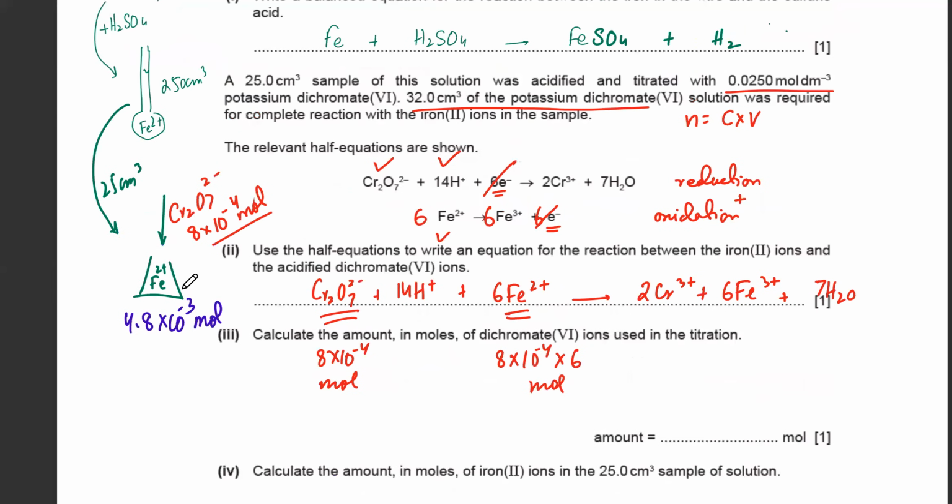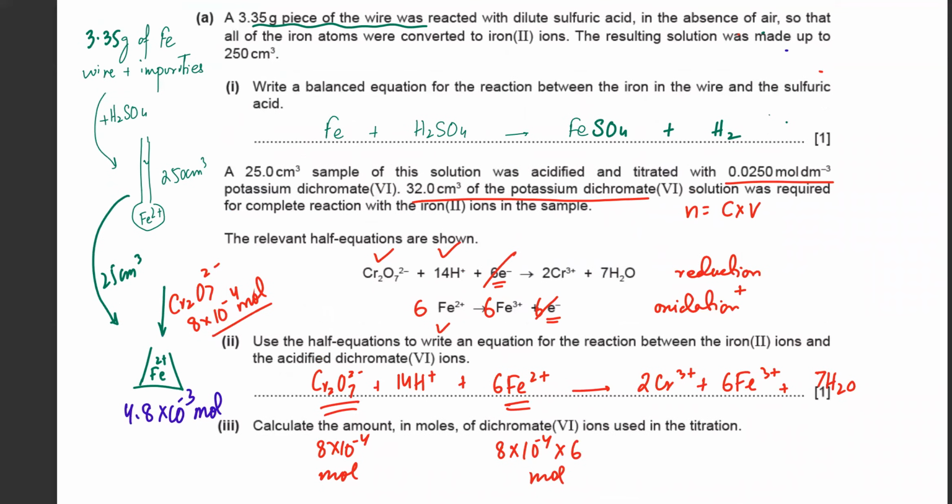Because you found the moles in the 25 cm³ sample, and now you're being asked to find the moles in the 250 cm³ sample. So that's going to be 10 times more. Is this clear? Yes or no? Is this all clear? Yes.